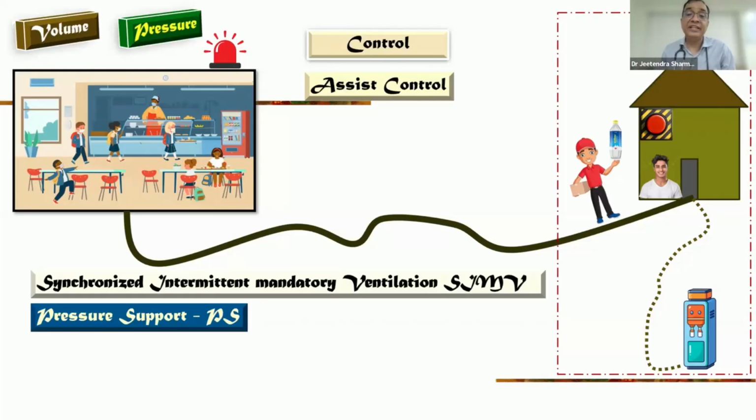So some ventilators need a reset button for the pressure support, and a few ventilators need you to go back to the setting and again select your pressure support. That is the full understanding of the pressure support.